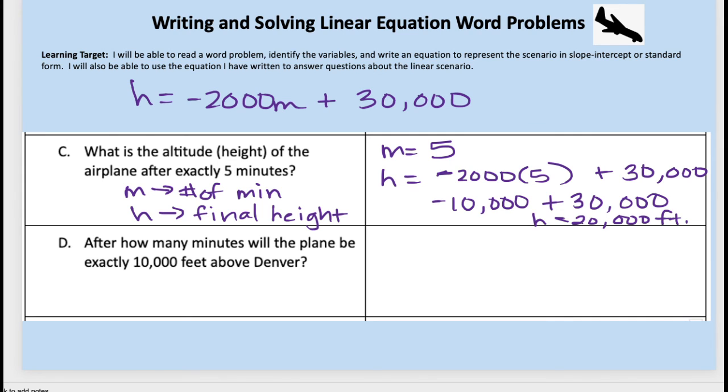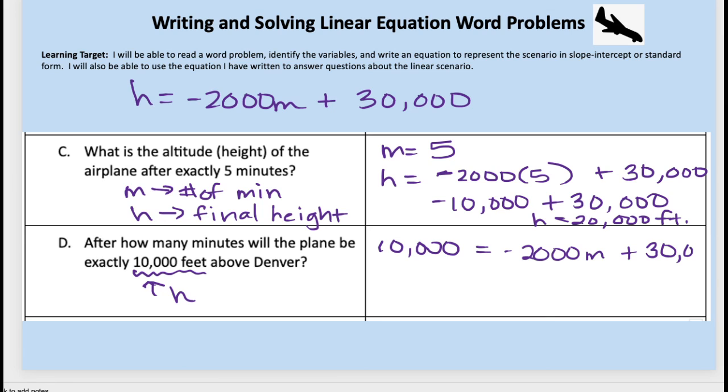Okay, one more question about the airplane. After how many minutes will the plane be exactly 10,000 feet above Denver? So in this example, we are given the height. We are not given the number of minutes. We're trying to figure out the number of minutes. So I'm going to substitute this value into my equation in the place of h. So now I'm going to write it as 10,000 equals negative 2,000 times m plus 30,000.